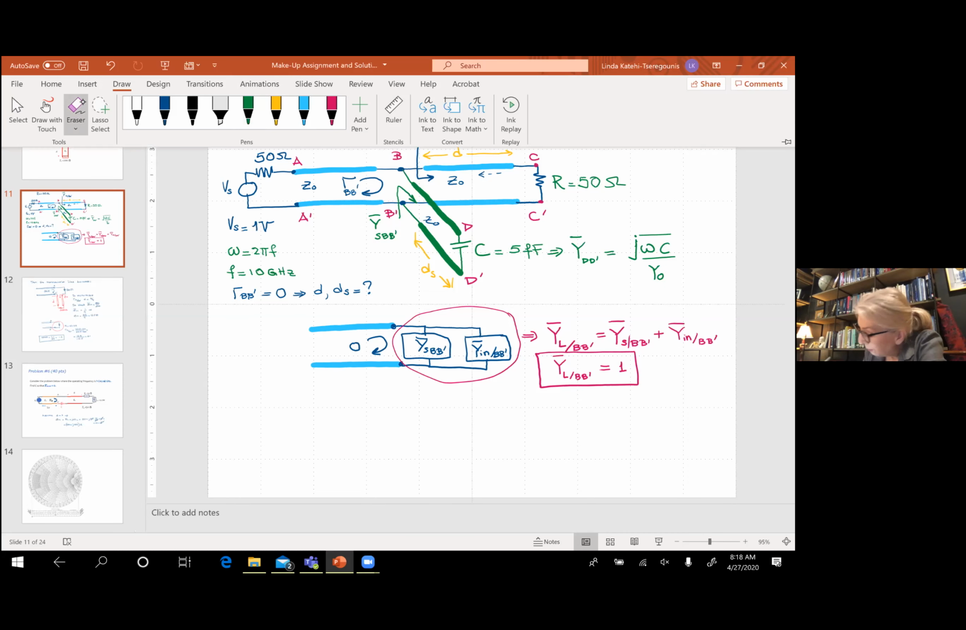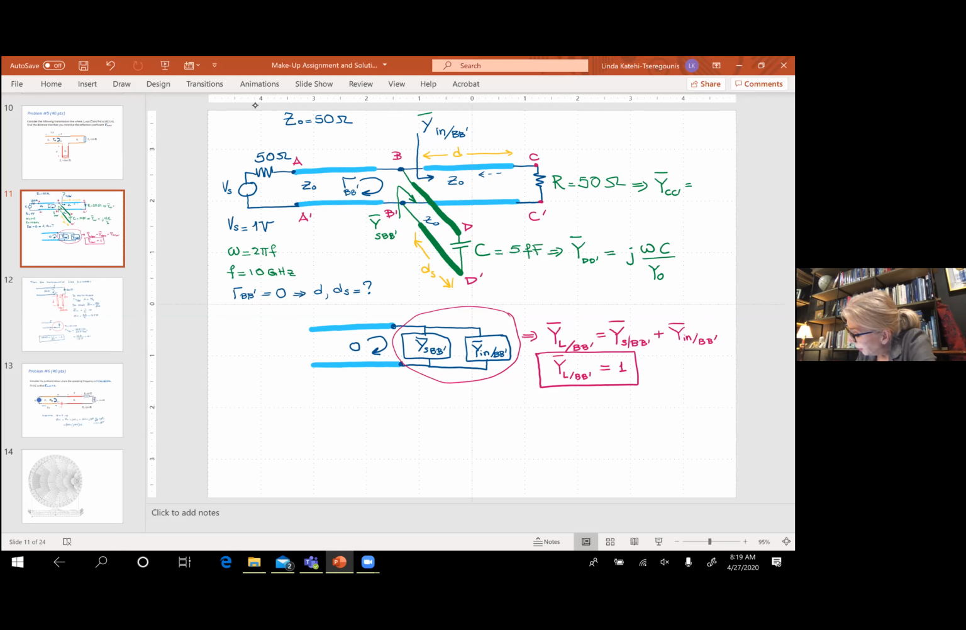Here. So, and then of course, from here, we get that the Y at CC prime is going to be 1 over R Y naught. What is Y naught? Where Y naught is 1 over Z naught. Okay? So all of this is preparation for the solution. But if we prepare the solution well, then it's going to be very easy for us to find it.